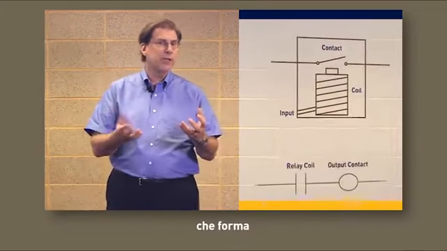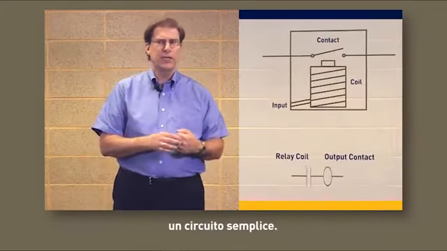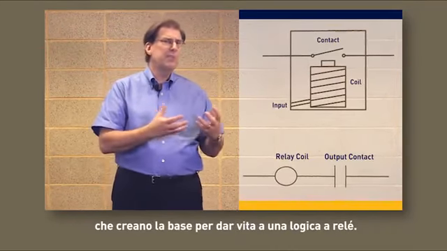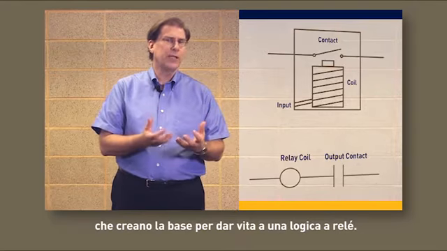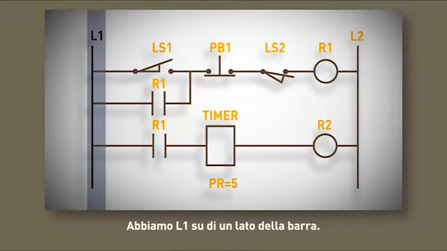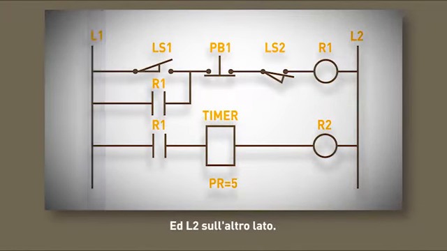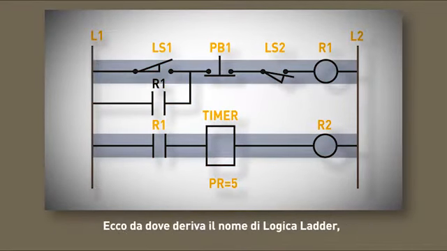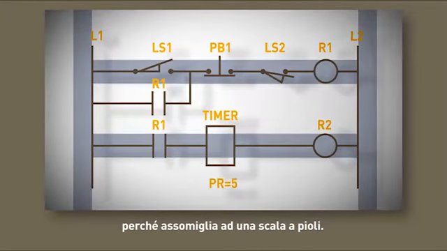So when they talk about relay logic, this is a simple circuit. You had a push button, some limit switches, a timer, a motor, and that's basically what you had for relay logic. You had L1, that was one side of the rail, the other side was L2, and the ladders in between were called rungs. That's why it became ladder logic, because it looks like the rungs on a ladder.